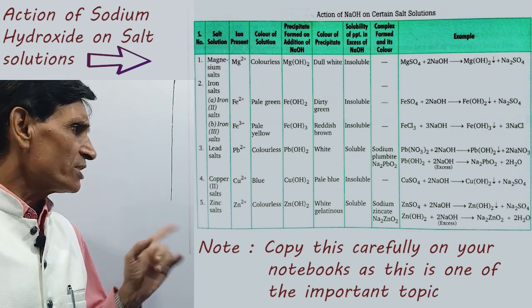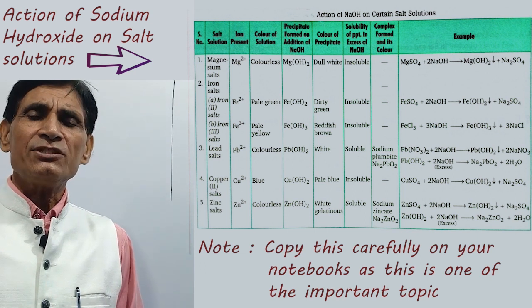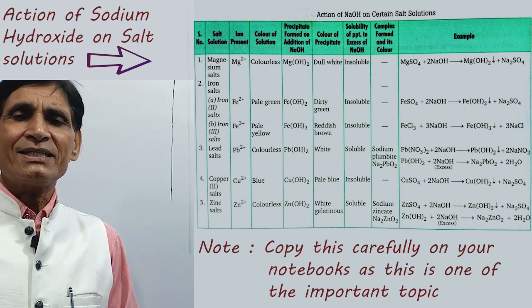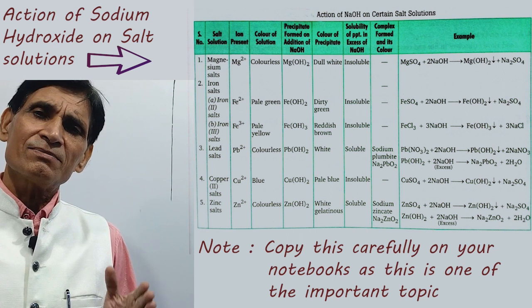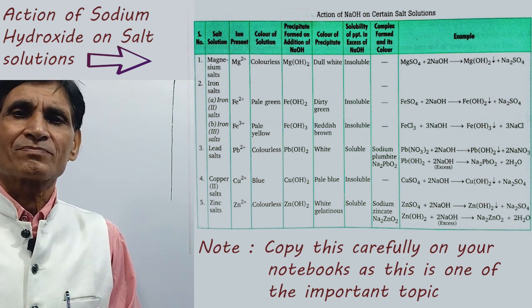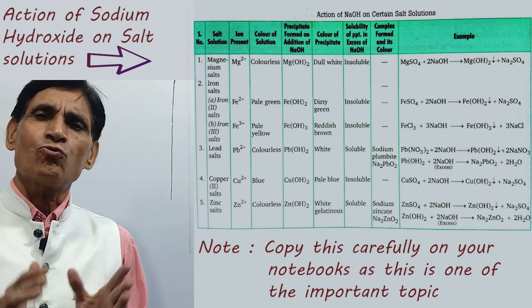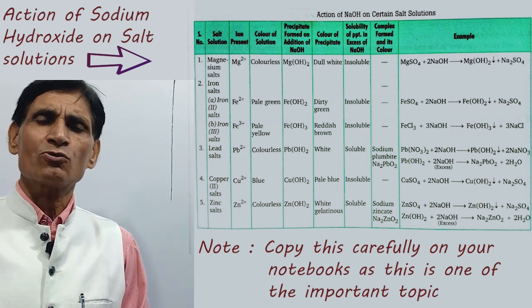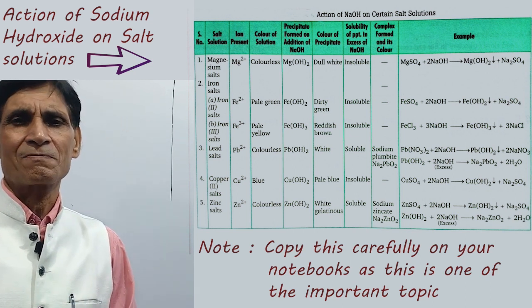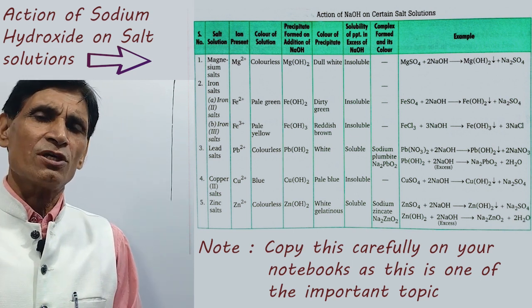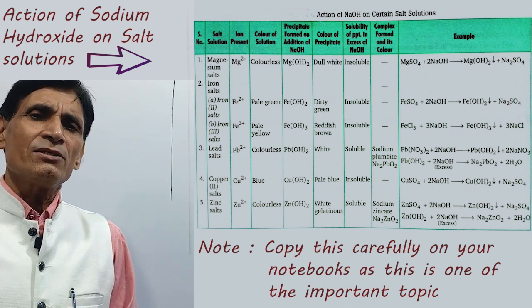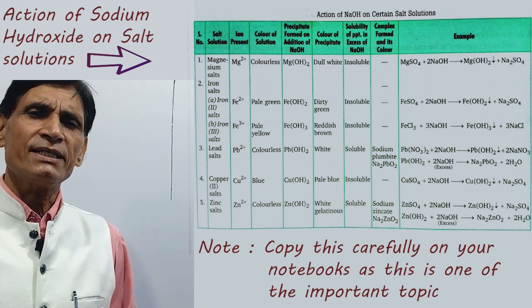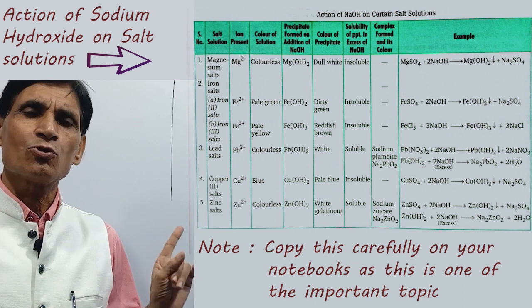Next is zinc salt. It contains the Zn2 plus ion. The Zn2 plus ion is colorless, and its salt is white in color. Zinc sulfate, zinc chloride, zinc nitrate, white in color. It is a water soluble salt, and its solution is colorless.